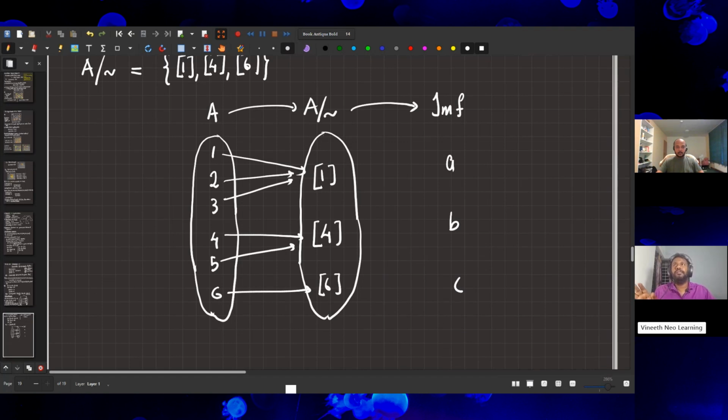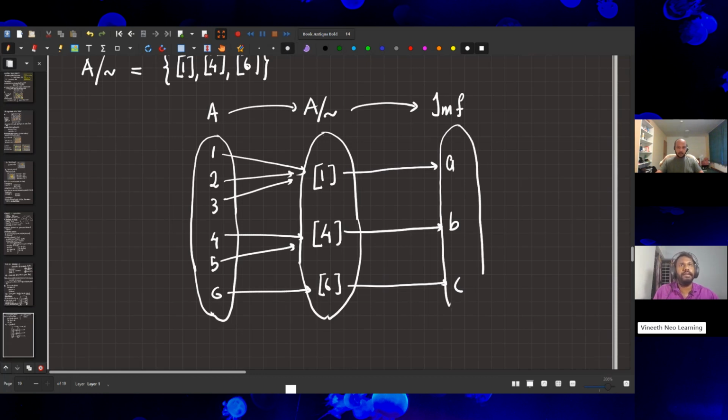So we know that all of 1, 2, and 3 map to A. Before that map, we have mapped those three elements to the equivalence class. Then we are mapping that quotient set to the image set. So it should be a bijective map, isn't it? Then finally, I am mapping this image set to our final set B.